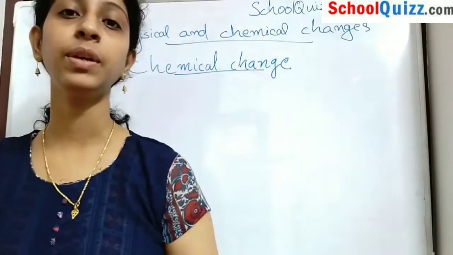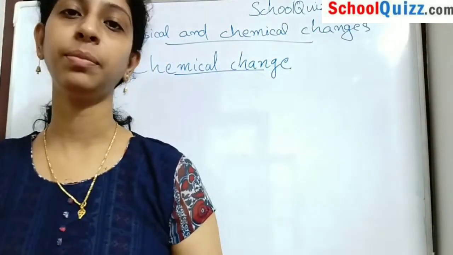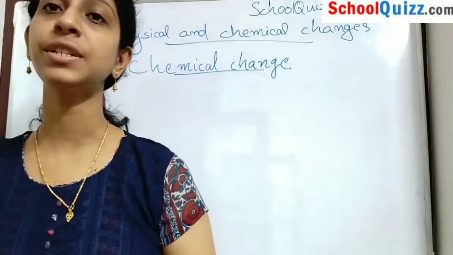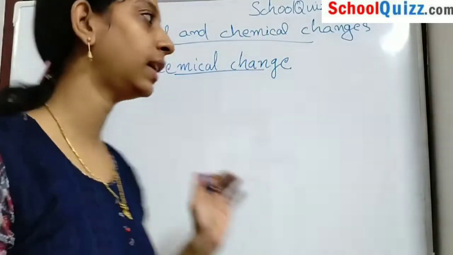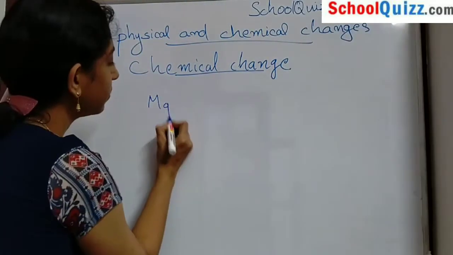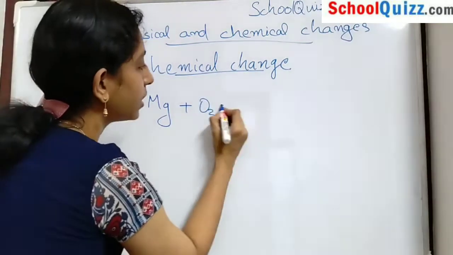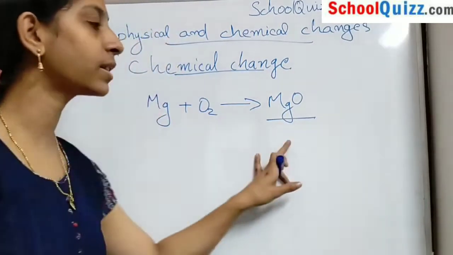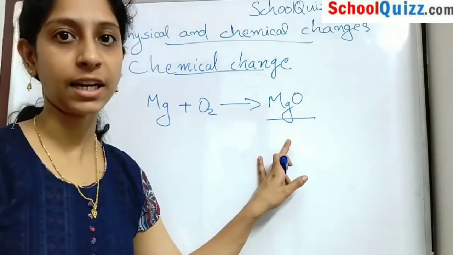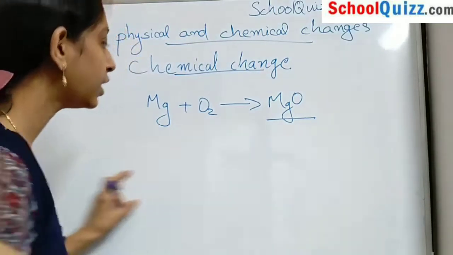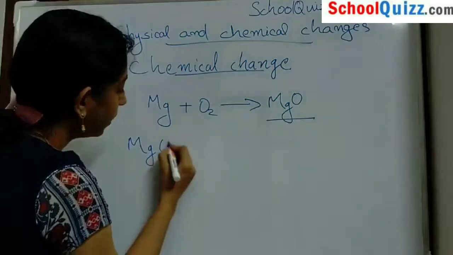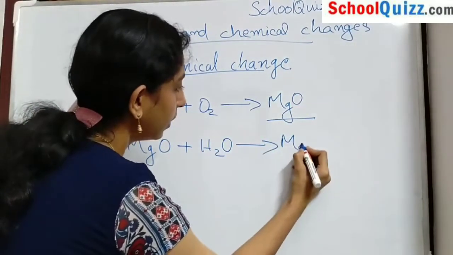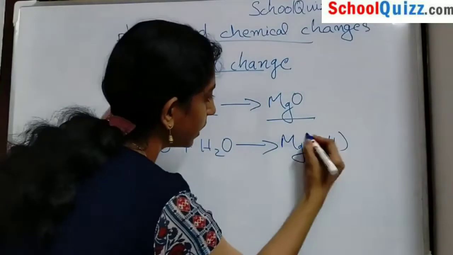For another example, we take a magnesium ribbon and burn it. What will happen? A powdered ash is formed. That is, magnesium reacts with oxygen and forms magnesium oxide. The magnesium oxide is the powdered ash. Then the magnesium oxide is dissolved in water, and we get magnesium hydroxide.